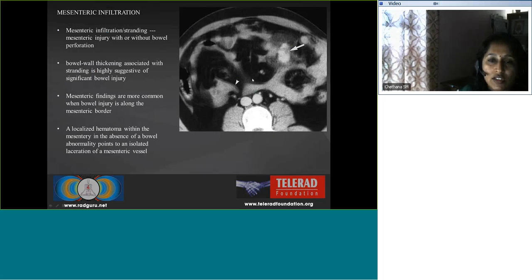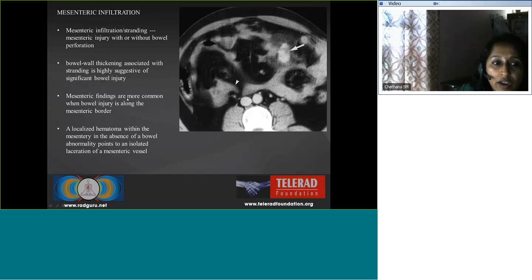Mesenteric infiltration is a more non-specific finding. Mesenteric infiltration or stranding can be seen with bowel injury or without bowel injury. When there is bowel wall thickening with adjacent mesenteric fat stranding or infiltration, it goes more in favor of bowel injury. But here we can see in this case, there is a mesenteric hematoma with adjacent mesenteric fat stranding. So this is in favor of mesenteric injury rather than bowel injury.